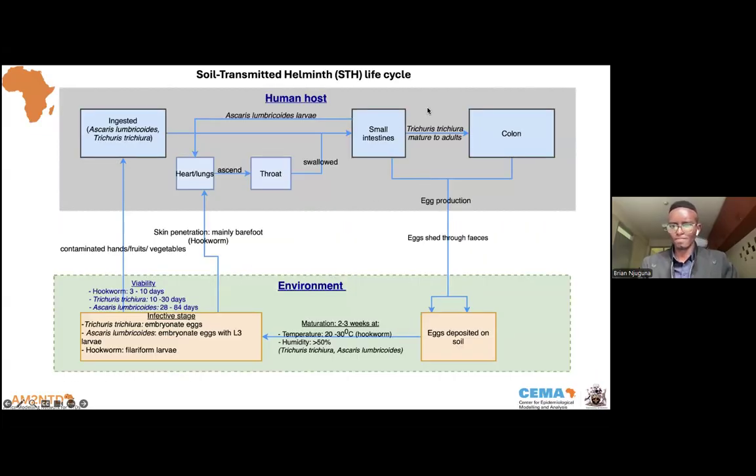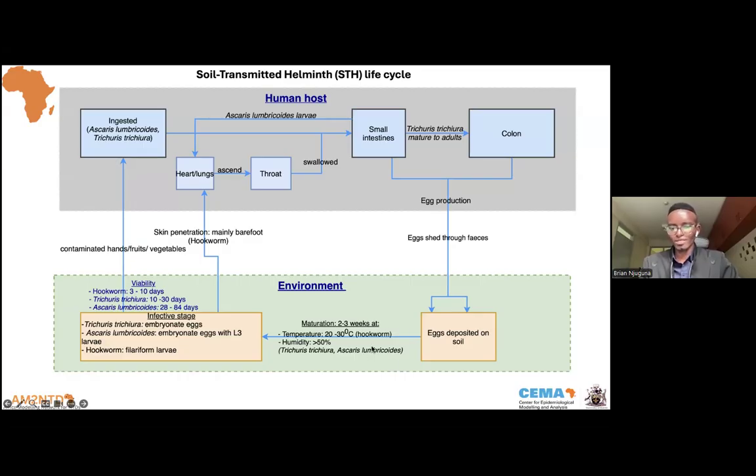Just an overview of the life cycle of STH. So the adult parasites inhabit some parts of the host intestines. We have the Ascaris and hookworm inhabiting the small intestines, and then we have the Trichuris inhabiting the colon, or the large intestine. Once here, the parasites copulate and oviposit, where the eggs are passed in feces and are deposited in the environment.